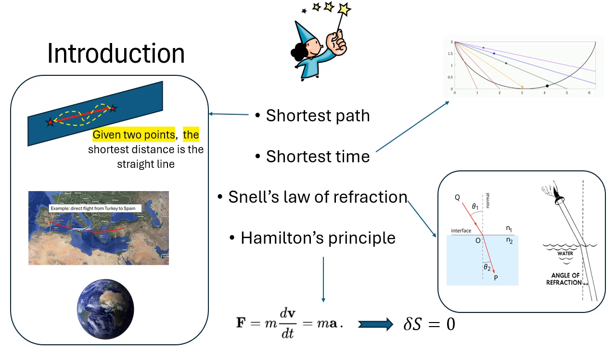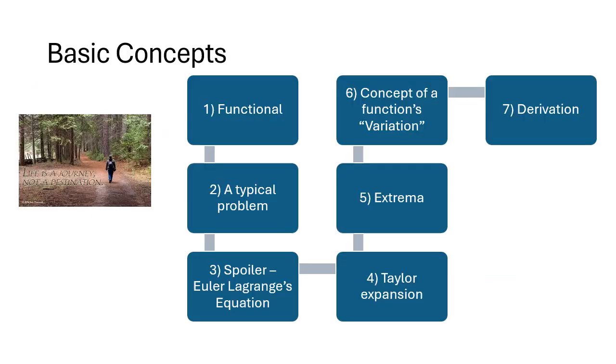Finally, it could be used to derive Newton's law of motion and reaching the law of motion, termed as the principle of least action. To understand Euler Lagrange's equations, let's go together on a short journey. We shall visit these 7 locations.